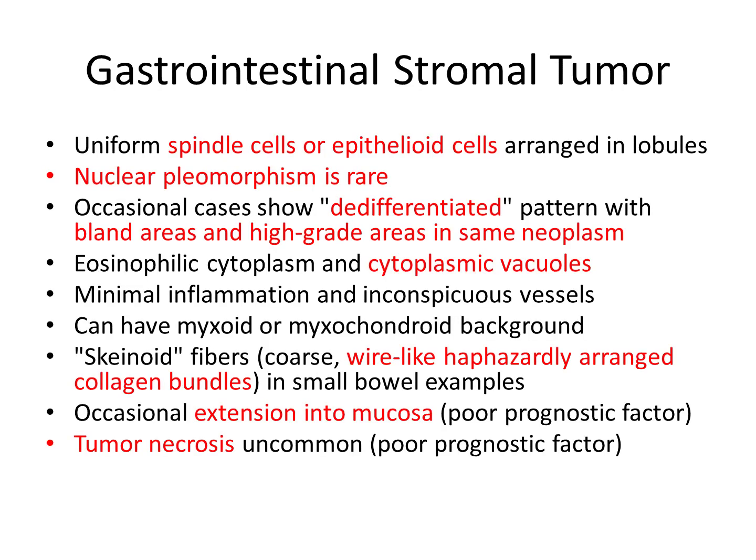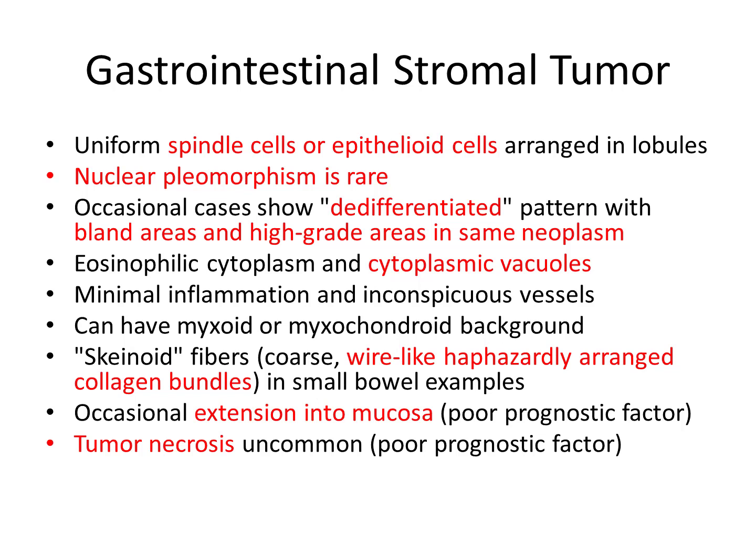These tumors are composed of a uniform population of spindle cells or epithelioid cells which are arranged in lobules. Nuclear pleomorphism is rare. Occasional cases show a dedifferentiated pattern with bland areas and high-grade areas, which are admixed. The tumor cells have eosinophilic cytoplasm and characteristic cytoplasmic vacuoles.